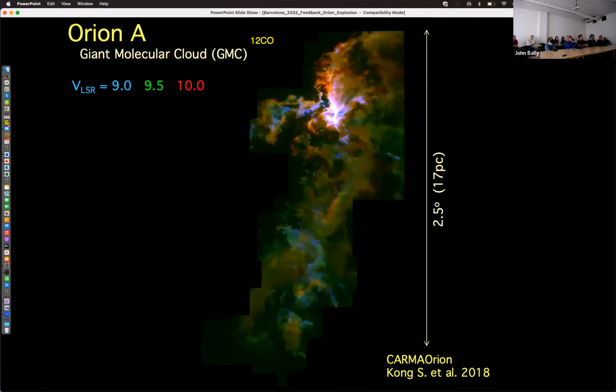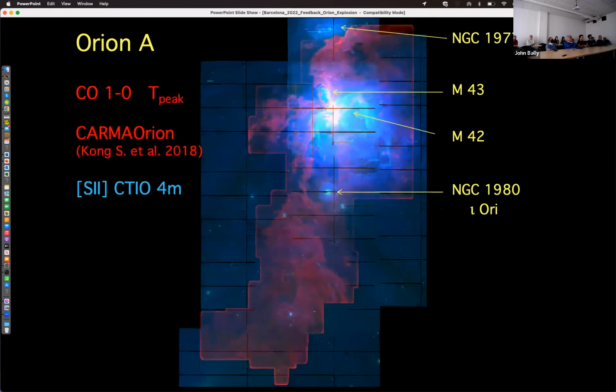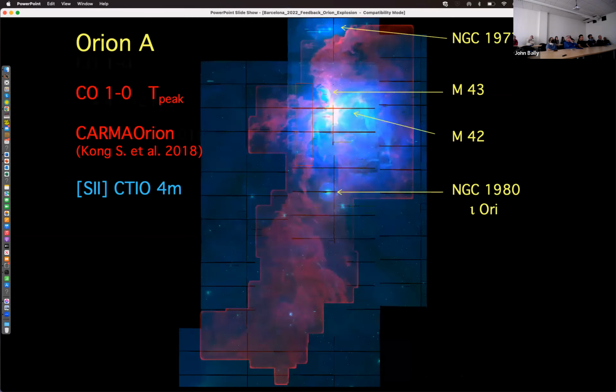And then we go to the more modern view, the Karma NRO Orion Survey that Shuo Kong published in 2018. This is 12CO, optically thick, 13CO, optically thinner, not thin, but thinner. Colors are kinematics, redshift in the north, blueshift in the south, it's chaotic. And when we zoom in, this is the optical relationship, just the peak antenna temperature in red. Orion Nebula. Notice there's a big cavity to the south. You don't see that in 13CO, but we sure see that in parts of it in 12CO. And of course, Orion is creating a cavity.